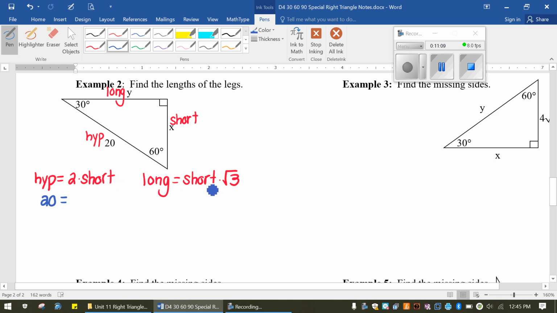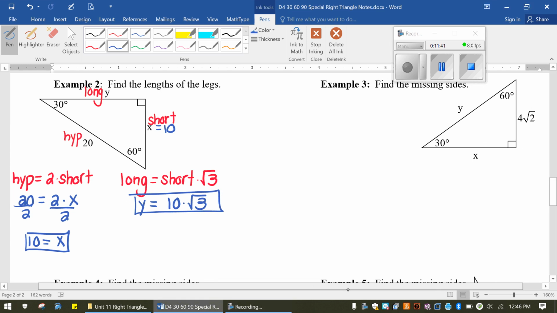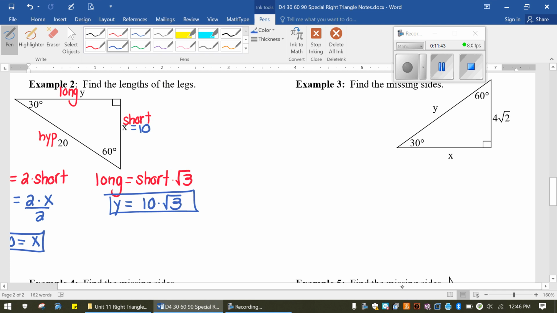If I don't have the short leg, I can't find the long leg. So 2 times short leg is x. Divide both sides by 2. And we get the short leg is 10. That needs to be used over here in order to find the long leg. So the long leg is represented with a y. Short leg is 10 times square root of 3. Nothing else to be done there. Finished. Okay, let's move over to number 3.